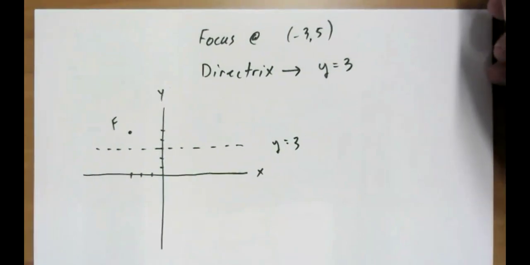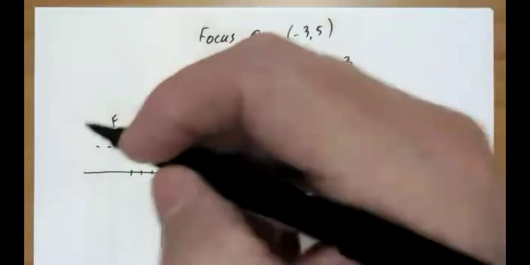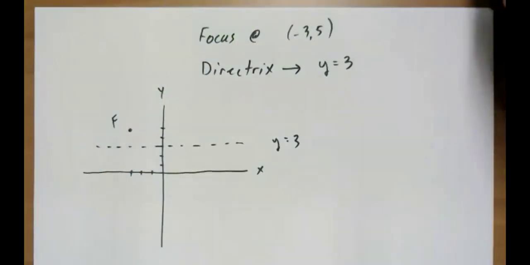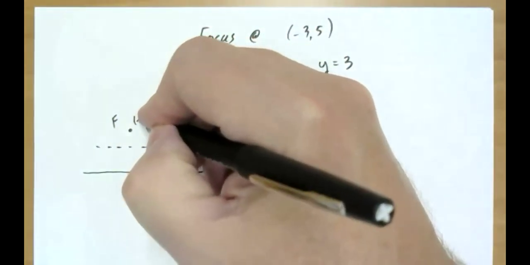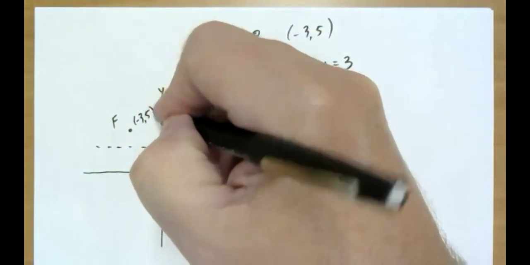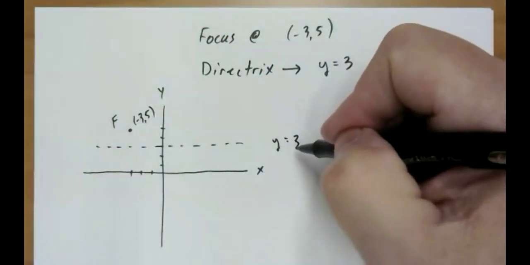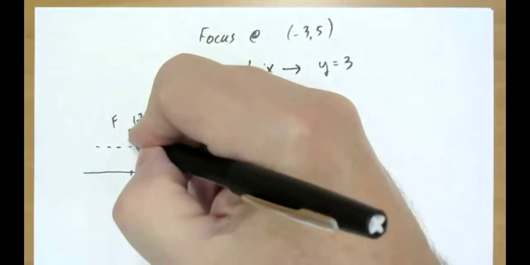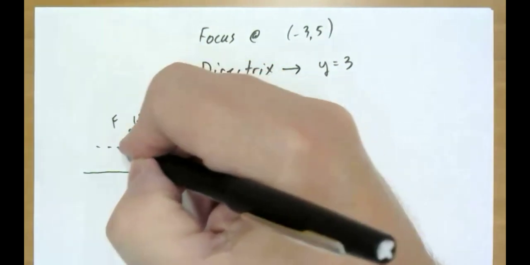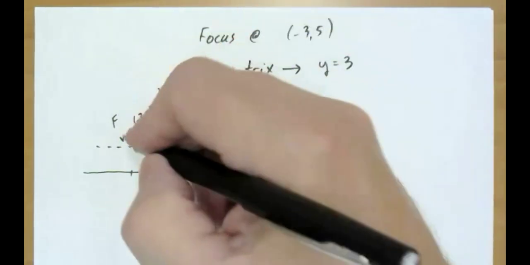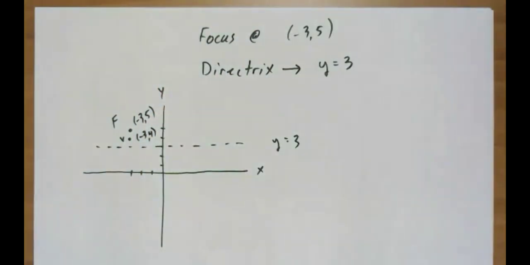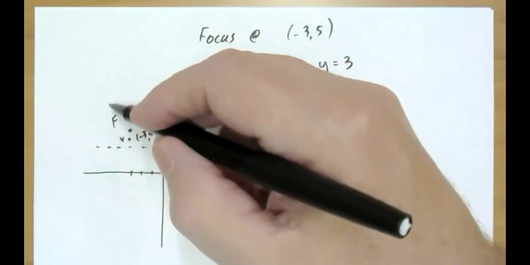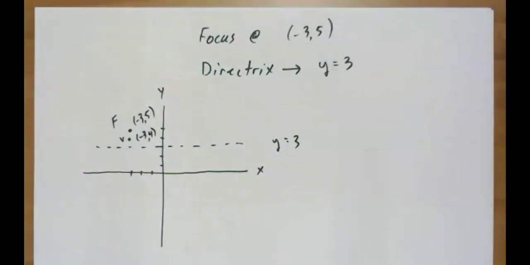Now what happens is, if you recall, with the directrix and the focus, the vertex is always halfway in between the directrix and the focus. So if the focus is here at -3, 5, and the directrix is y equals 3, halfway in between is going to be the vertex, and it's going to be -3, 4. Now this is going to be a parabola that opens up.